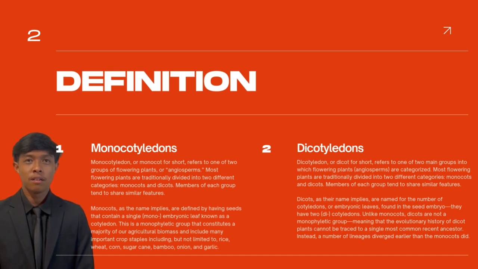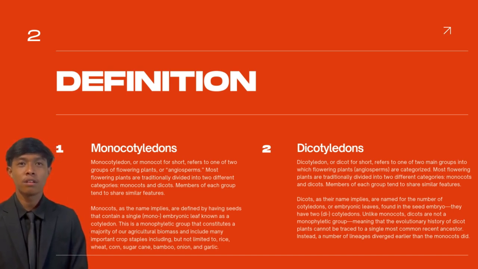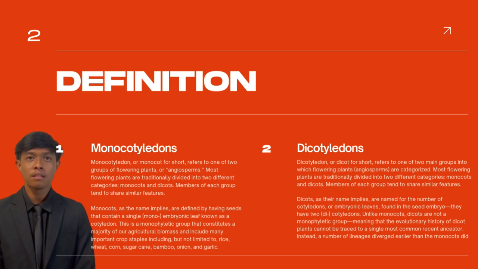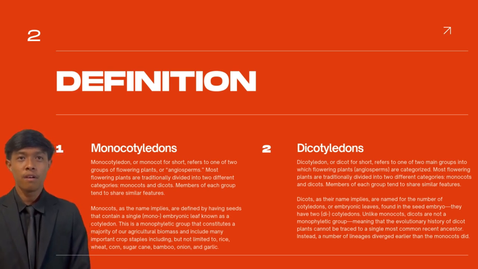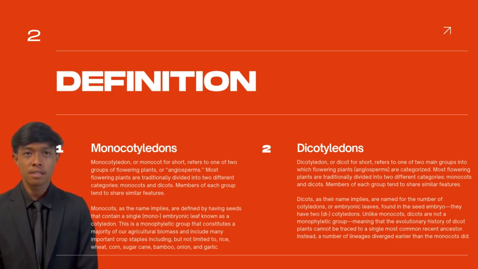Today I will talk about definition in monocotyledons and dicotyledons. Okay, first of all, monocotyledons. Monocotyledon or monocot for short refers to one of two groups of flowering plants or angiosperms. Most flowering plants are traditionally divided into two different categories, monocots and dicots. Members of each group tend to share similar features.